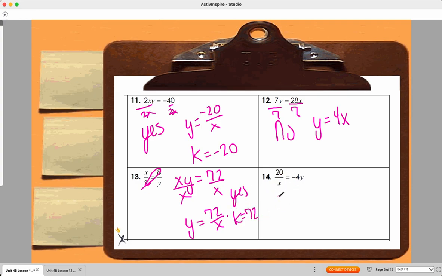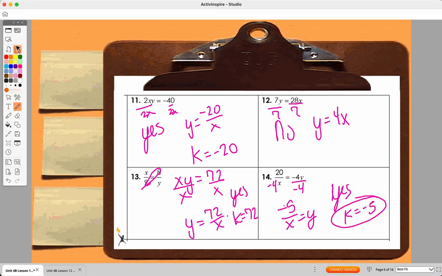And then looking here again, same thing. I want y equals, right? So how do I get rid of times negative 4? I divide by negative 4. So I'm going to actually just come down here and put it as negative 4. This lets me go, okay, the answer is negative 5 over x equals y. So this is yes again, k is equal to negative 5.